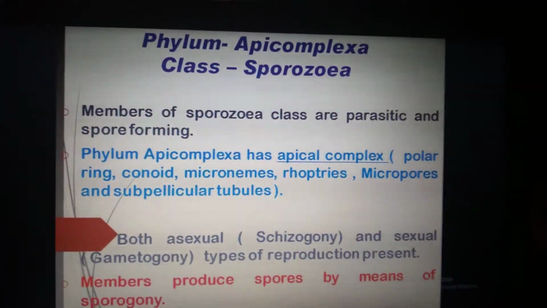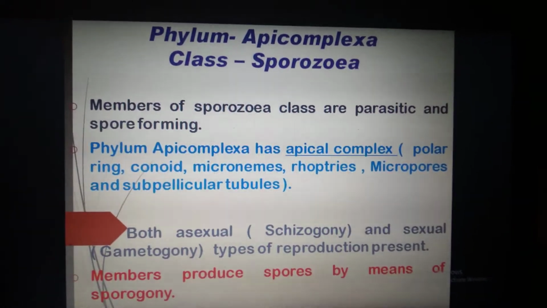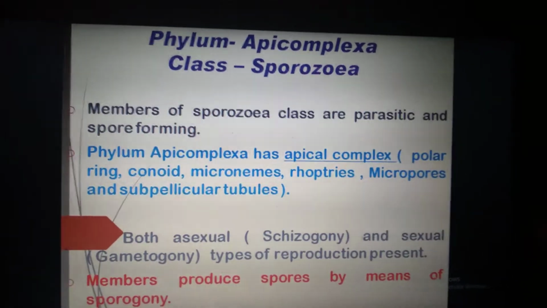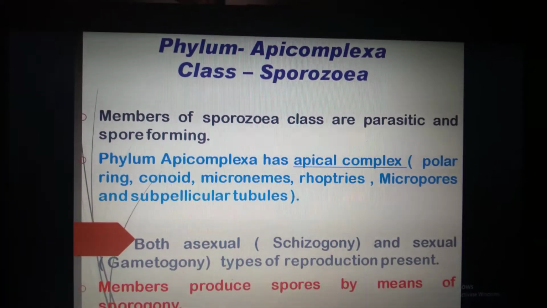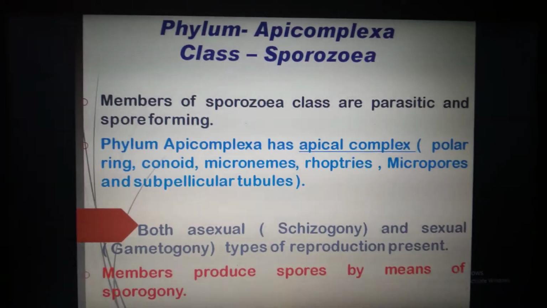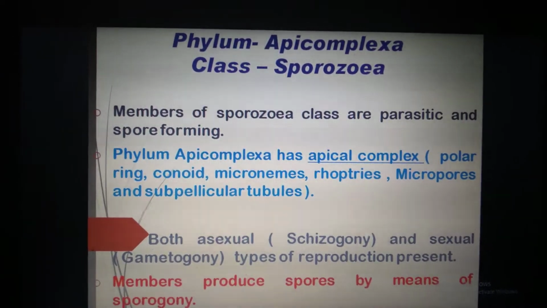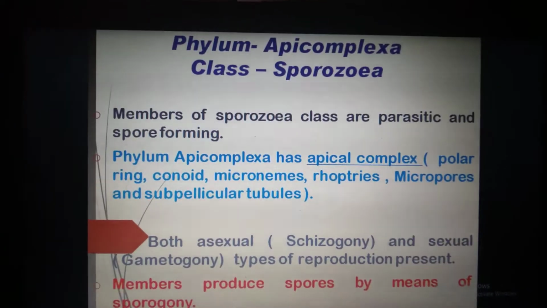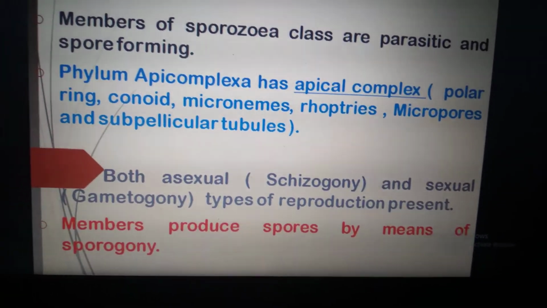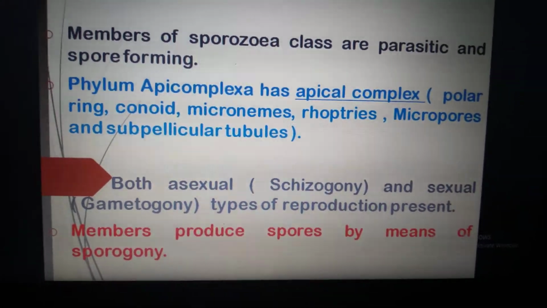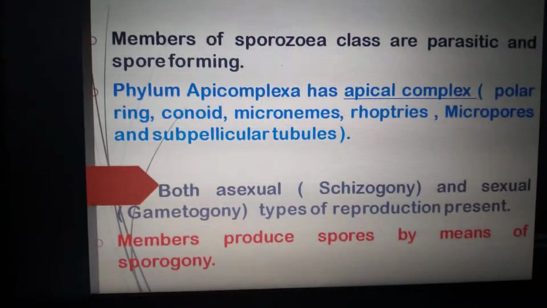Hello everyone. So today we will learn about the Eimeria parasite, which comes under the phylum Apicomplexa, class Sporozoa. Members of the Sporozoa class are parasitic and spore forming, and phylum Apicomplexa has an apical complex, that is polar ring, conoid, micronemes, rhoptries, micropores, and subpellicular tubules. So both asexual, that is schizogony, and sexual, that is gametogony, types of reproduction are present, and members produce spores by means of sporogony. Okay, this one is important.